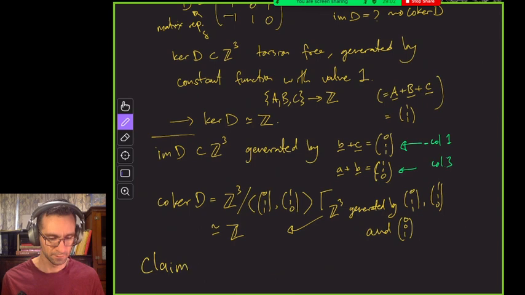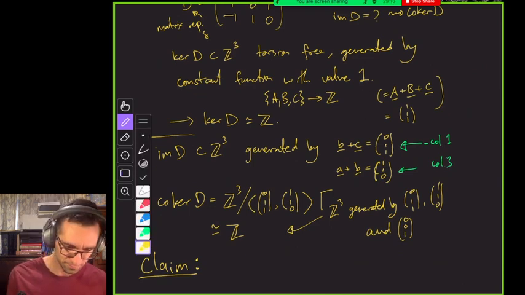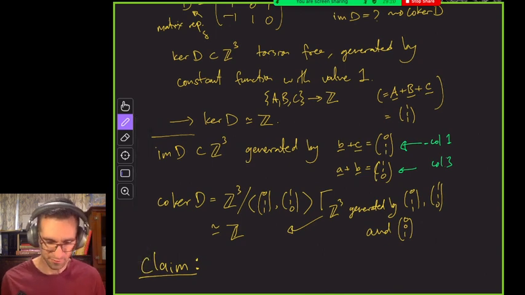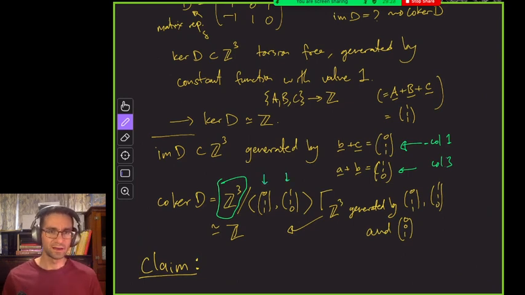So here's a claim. It shouldn't surprise people who may have seen things like this before. Maybe I should say a little bit about this co-kernel thing. Since my Z^3 here is generated by these two vectors plus a third one, it's really just killing the right, you think of Z^3 as Z direct sum Z direct sum Z, and we're killing the direct sum of the first two, and my remaining vector here is the generator of the last summand. Sort of like an orthogonal decomposition, but not quite.